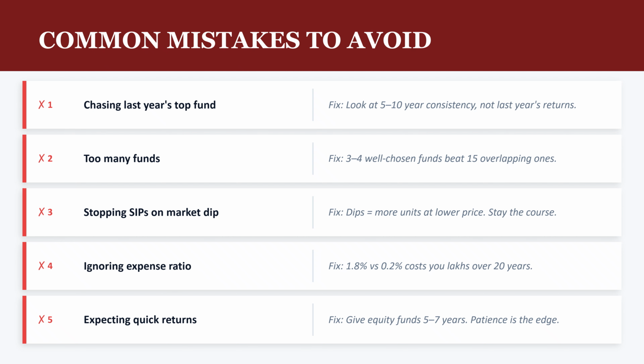Before I wrap up, here are the five mistakes I see beginners make, and I'm going to tell you how to avoid them all. The first one is chasing last year's top performance. A fund that returned 60% last year might crash 30% this year. Past returns do not guarantee future performance. Always look for 5 or 10 year consistent returns.